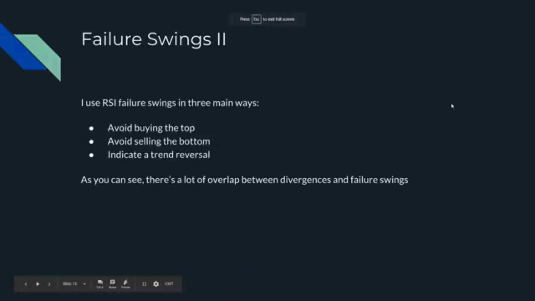Pretty neat. So, what do I actually use it for? Hopefully it was obvious. I use it in three main ways: to avoid buying the top, to avoid selling the bottom, and to indicate a trend reversal. And as you can see, there'll be a lot of overlap between divergences and failure swings, but it's another way to identify trend reversal and to get an idea of whether RSI and also price will bounce.